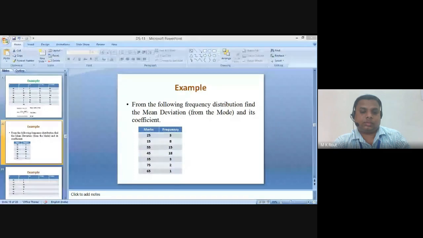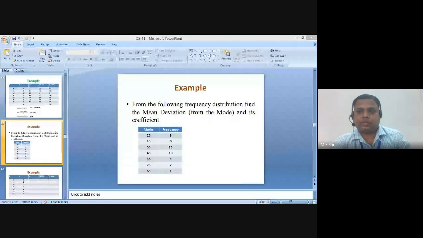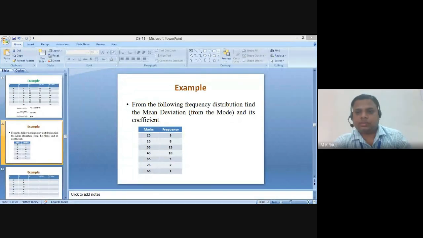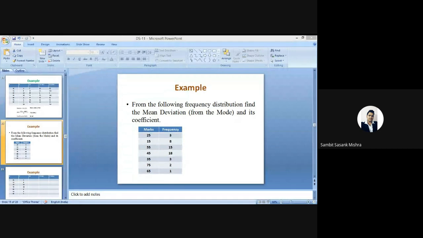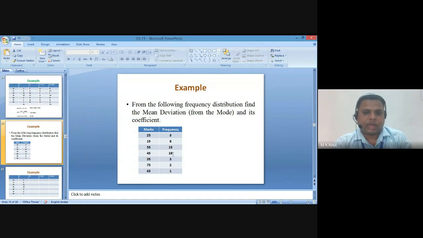Which type of data is given? Discrete. Okay, good. And what is the value of mode here? 45. Why 45? Sir, the frequency is highest. Exactly, the number of appearances is higher in case of 45. Is it clear? So in case of 45, the frequency is 18, and this 45 is considered as mode.